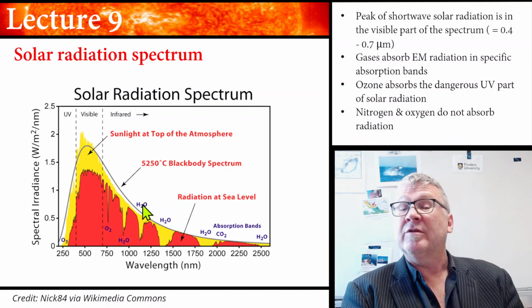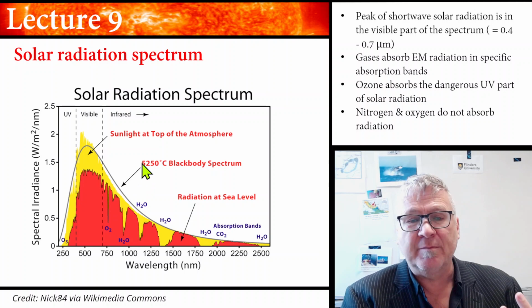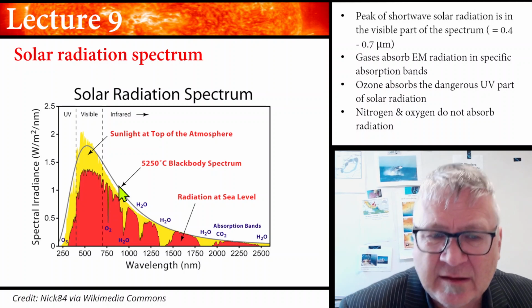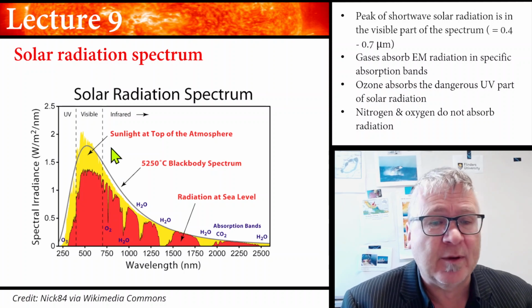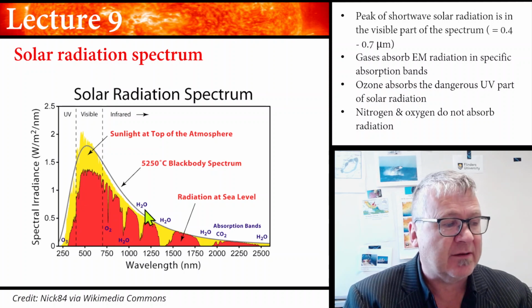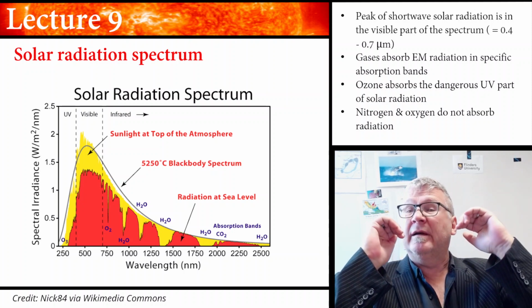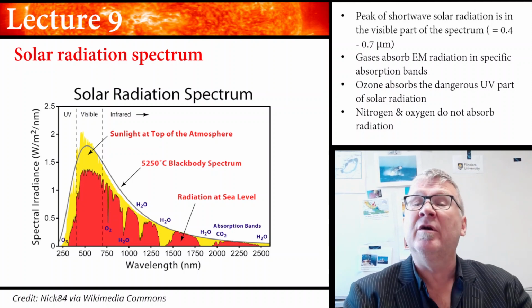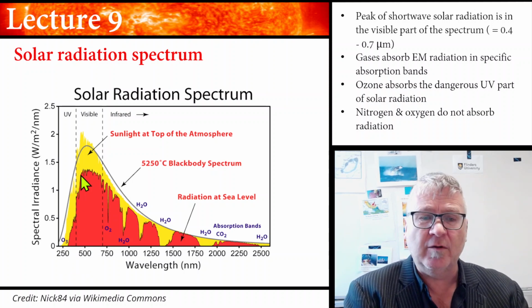So there is a theoretical curve, which is called the blackbody spectrum, shown here, for a temperature of 5,250 degrees Celsius. And that fits the true spectrum best, this temperature. And we have the sunlight spectrum at top of the atmosphere, which is actually the yellow orange bit. But this is not what arrives at the sea level, at the sea surface. What arrives at the sea surface is different. And this is the red curve.